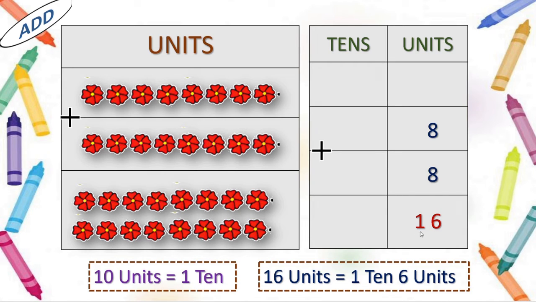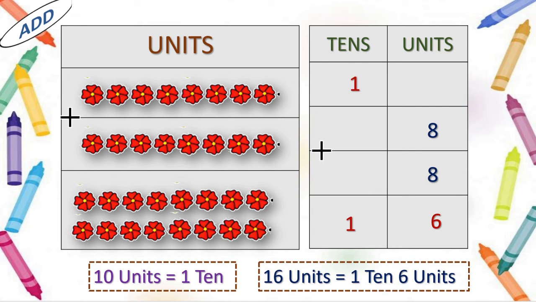So this 1 we will take to the tens column. This is called carrying over. Got this, children? This one is carried over to the tens column. And what is there in the tens column? Here nothing means 0. Here also nothing means 0. So 1 plus 0 plus 0 gives us 1. Isn't it? So our answer is 1 ten and 6 units. That is nothing but 16, which is equal to the total number of flowers in this table.